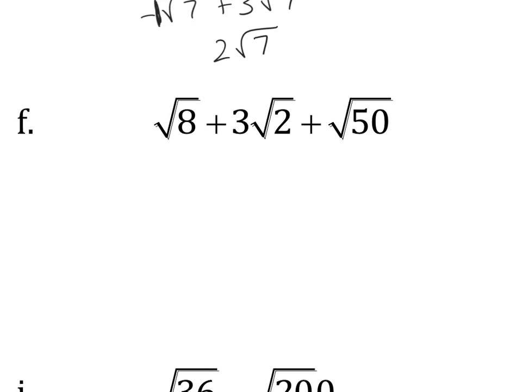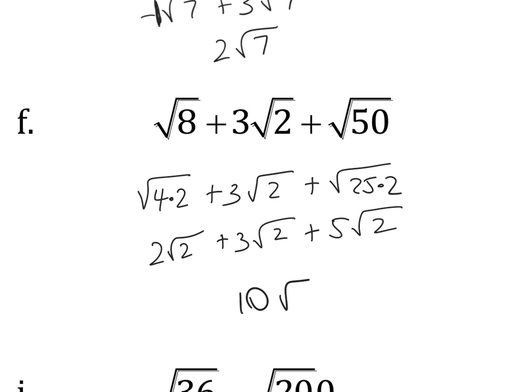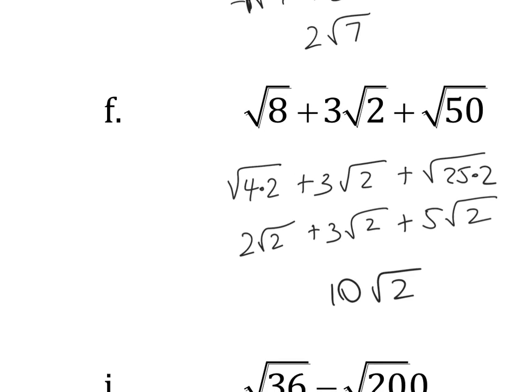Okay, for F, first we have to do some simplifying. So 8 can be changed to 4 times 2. 50 can be changed to 25 times 2. So now you have square root of 2 times the square root of 2, plus 3 times the square root of 2, plus 5 times the square root of 2. 2 plus 3 is 5. 5 plus 5 is 10. So our answer is 10 square root of 2.